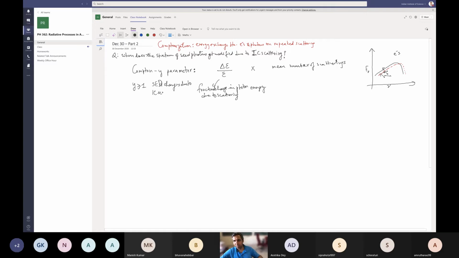Okay, so the mean number of scatterings. If you have many interactions between photons and electrons, then of course we know that photons can get a lot of energy from electrons, right? So both are important: the number of scatterings, and the amount of energy exchange in a single encounter, in a single event. In a single event, and how many events do we have? Okay. So let's see.